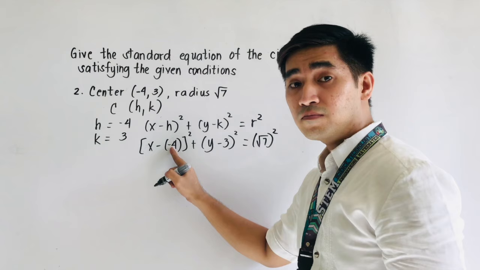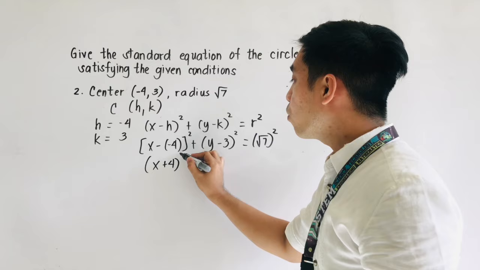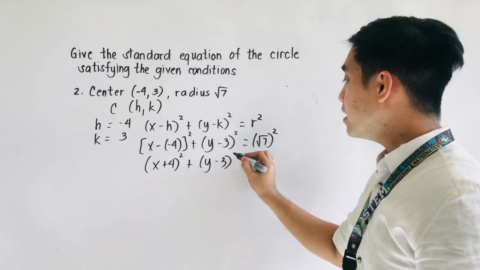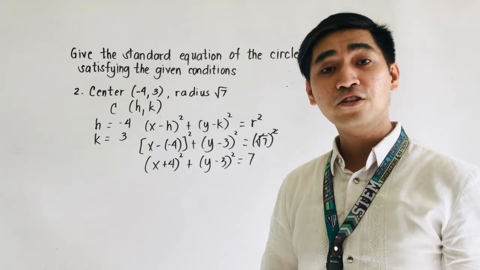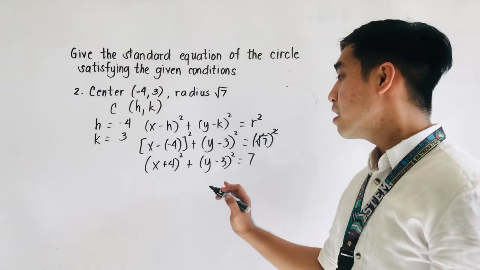Therefore, we'll be having (x plus 4) quantity squared plus (y minus 3) quantity squared is equal to square root of 7 squared. Cancel the square root, cancel the square. Therefore, that is 7. Given the condition center at negative 4 and 3 and radius square root of 7, the standard equation of the circle is (x plus 4) quantity squared plus (y minus 3) quantity squared is equal to 7. And this is our final answer.